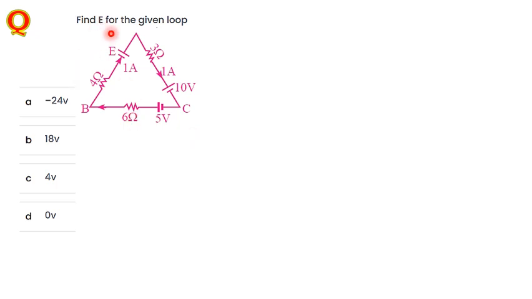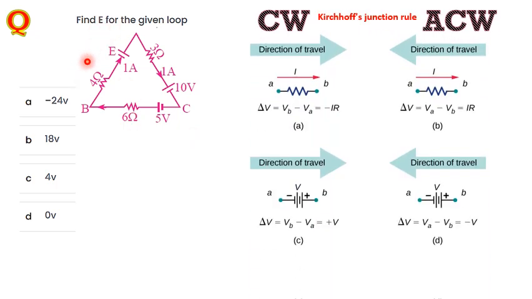I am going to start from E. As a hint, remember this. First you start from here. This is E, which is the battery, and we go anti-clockwise. This is the current direction, and the direction of travel is in this way. Positive to negative in the direction of travel means minus. So you mention here that this one is minus E.